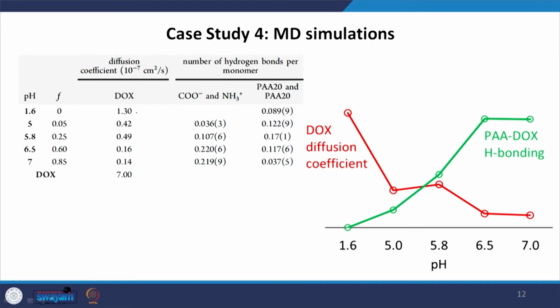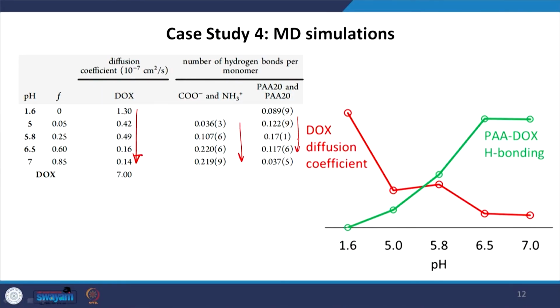So we can take further from there. We can look at how the diffusion coefficient of drug changes as I change the pH. So what we see here, for example, is that the doxorubicin diffusion decreases as I increase the pH. And that happens simply because complexation with polymer increases. So as we go to higher pH, there is more complexation, and since there is more complexation, the doxorubicin molecule finds it difficult to come out of the polymer matrix. On the other hand, at lower pH, the complexation is less, so doxorubicin finds it easier to come out of the polymer matrix.